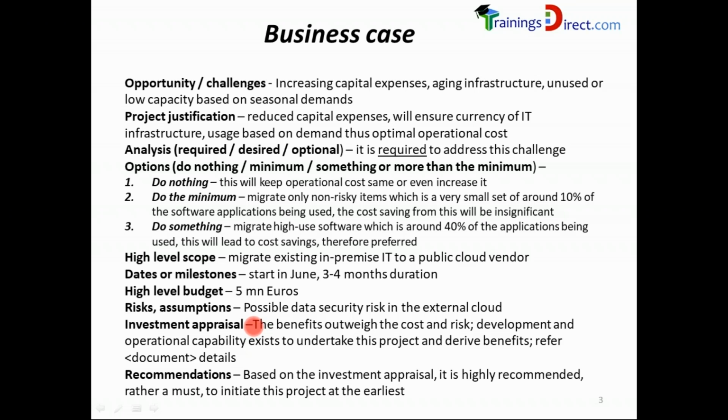The appraisal or the conclusion from the investment calculations indicates that the benefits outweigh the cost and the risk. Development and operational capability exists to undertake this project and derive benefits, and the document is referred to for further details. Therefore, the final recommendation is, based on the investment appraisal and other things above, it is highly recommended, rather a must, to initiate this project at the earliest. Therefore, the project will move from starting up a project to initiating a project.